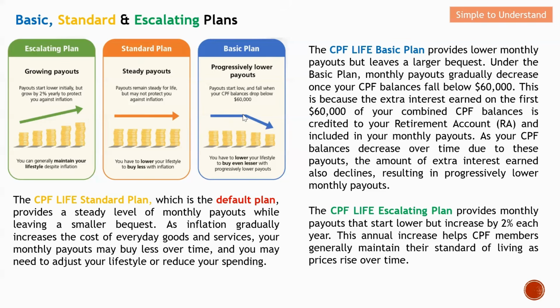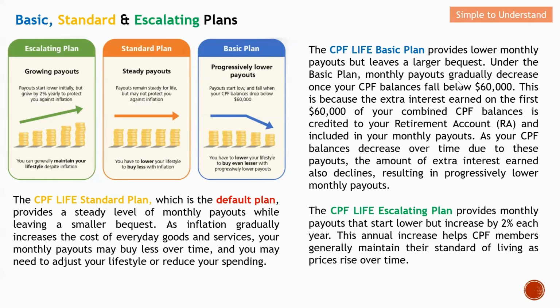Okay, so basically from here you can see that once below 60K, the payout starts to reduce. However, under this basic plan, you actually leave a larger bequest, which means that, touch wood, if anything happens to you, your next generation will be able to have a larger bequest.